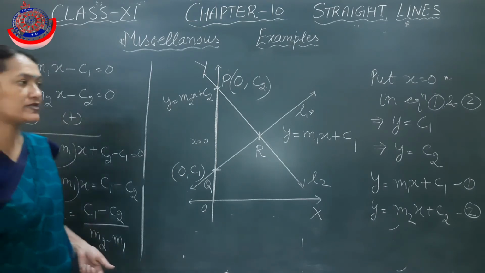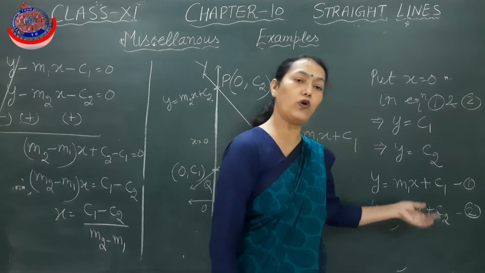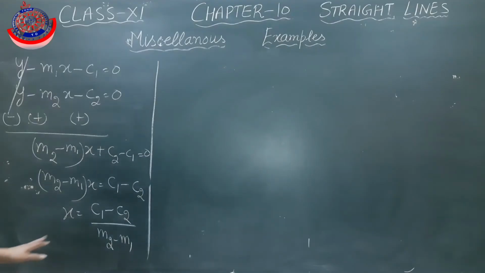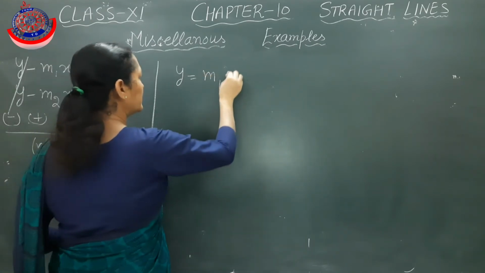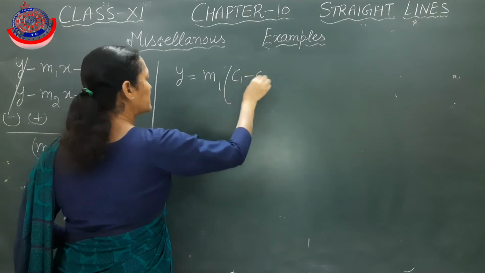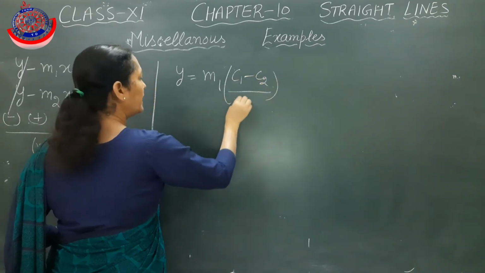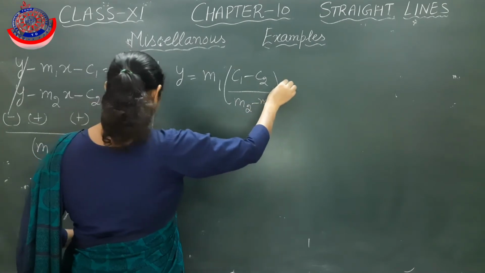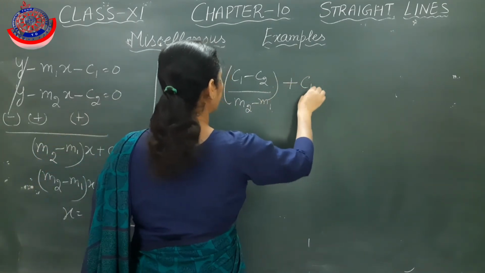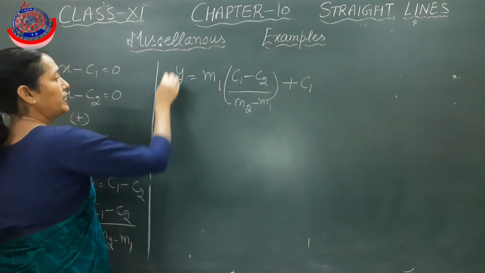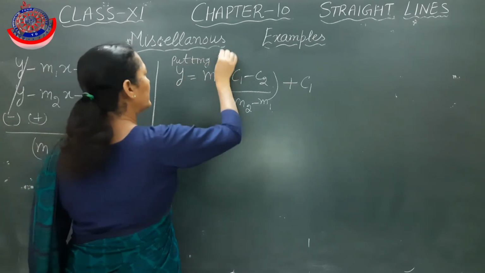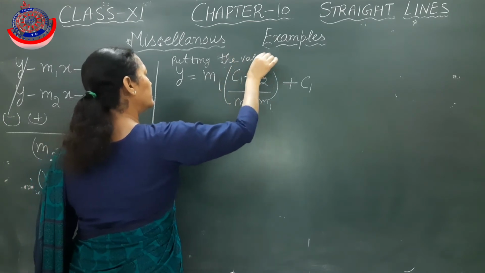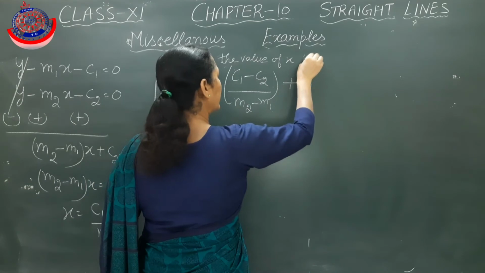Now after getting the value of x, if we put the value of x in equation 1 or equation 2, we will get the value of y. Now inserting the value of x in equation 1, y is equal to m1 in place of x, we obtain (c1 minus c2) upon (m2 minus m1) plus c1. This we have obtained by putting the value of x in equation 1.